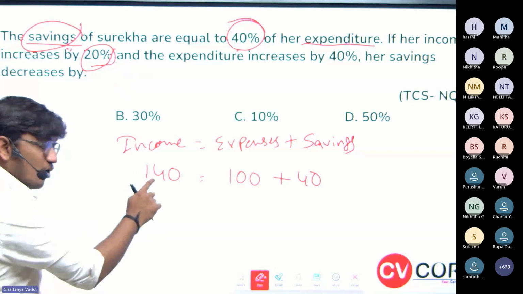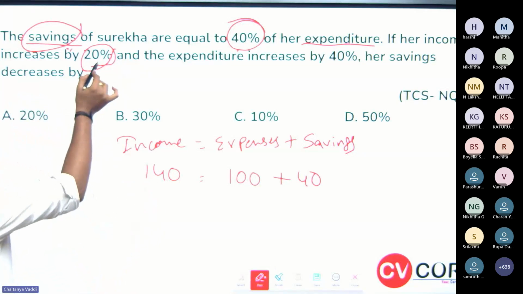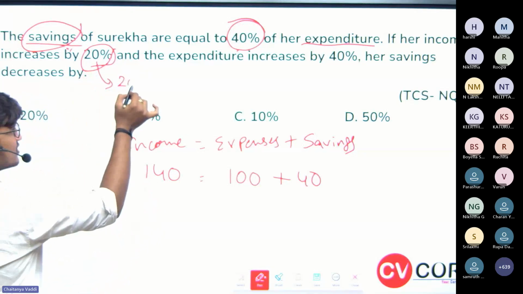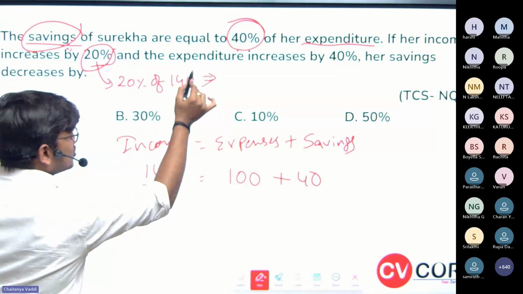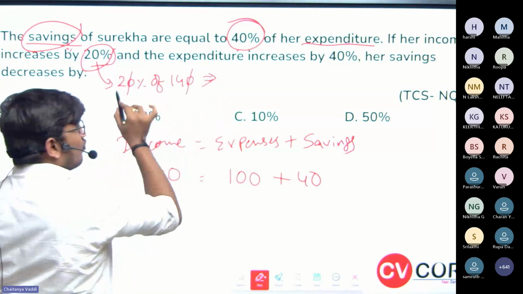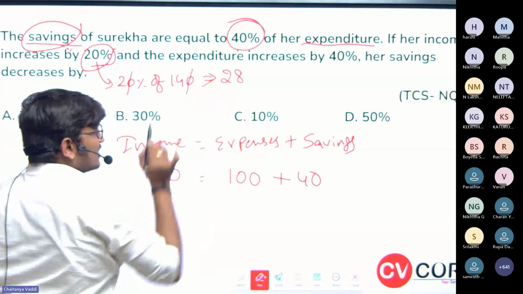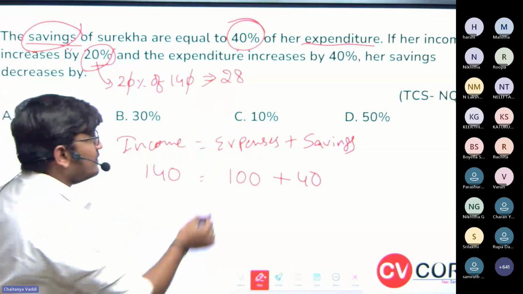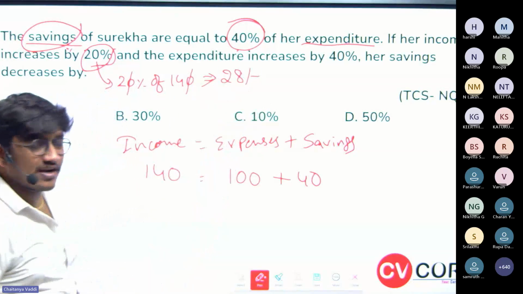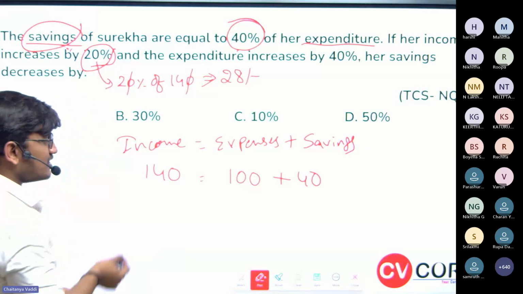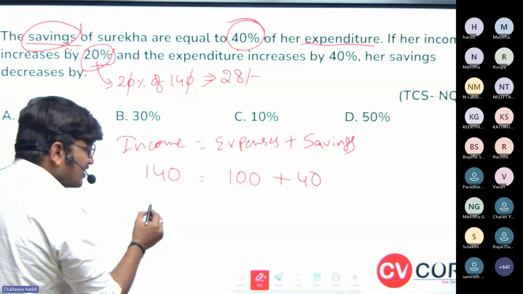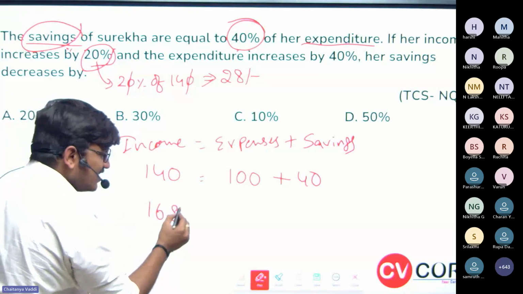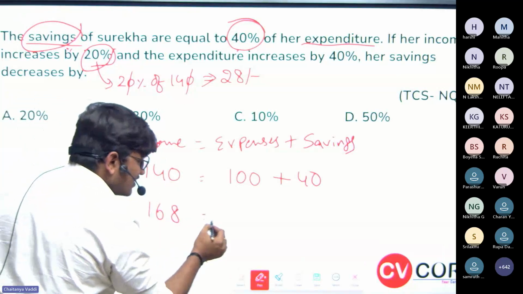What is her income now? 140. Now her income is increased by 20%, which means 20% of 140, zero cancels, 14 twos are 28. Her income is increased by 28 rupees. What is her income initially? 140. Now increased by 28 rupees. What is her new income? 168 rupees. Correct?